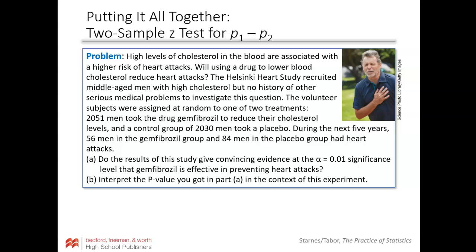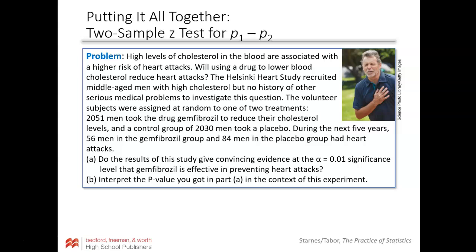This is the same language that we've used way back at the beginning of the course, when we were in chapter 4, the experimental design chapter. So you're going to see some things come back, which is why we started with that chapter, it being so important. Anywho, they were randomly assigned to the two treatments. 2,051 men took the drug gemfibrozil to reduce their cholesterol, and there's a control group who took a placebo. During the next 5 years, 56 men in the gemfibrozil group and 84 men in the placebo group had heart attacks. So did the study give convincing evidence at the 1% significance level that gemfibrozil is effective in preventing heart attacks?